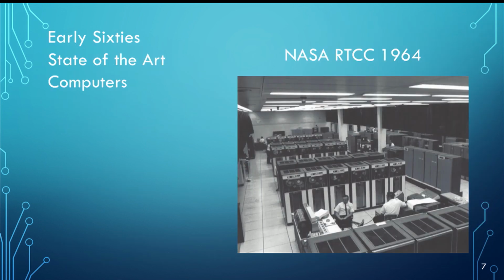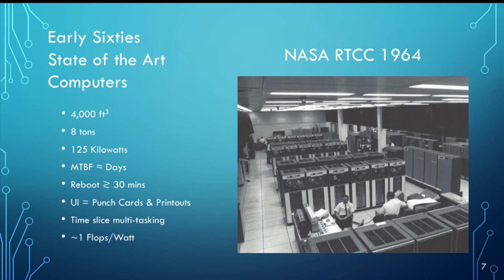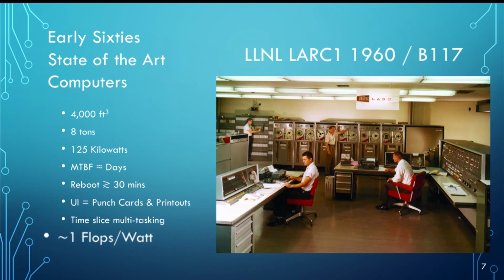So for a little bit of context, this is an image of the NASA Real-Time Computing Complex in 1964 with state-of-the-art computers that were available at the time. They were very large. They weighed a lot. They used a lot of power. They would fail in minor ways pretty regularly, so a mean time between failure of days, maybe weeks. It'd take a long time to reboot them when they did fail. The user interface was quite simple, punch cards and printouts. Probably the biggest issue of all for a spaceflight computer is they're down around 1 flops per watt.